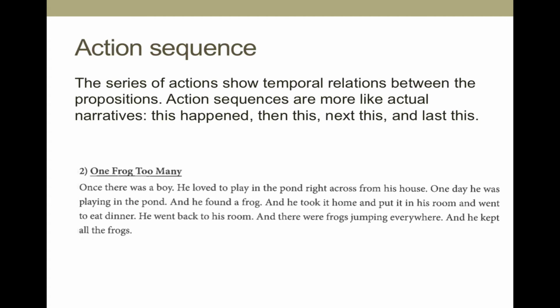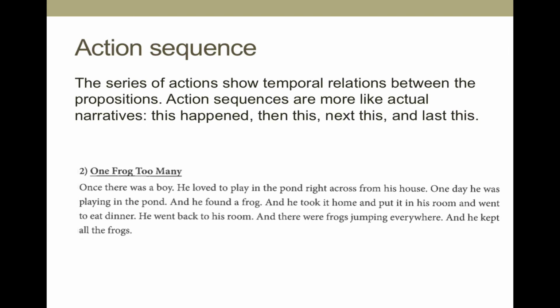In contrast to this, action sequences are beginning to show a little bit more of the temporal relationship between the utterances of the narrative. Here, we will see more language that links the sentences together. For example, we might see words like, this happened, then this, next this, and last this. We'll also see the start of the beginning, middle, and end. If you look at the description here from the story, One Frog Too Many, you can see that each of the utterances are linked in a temporal fashion. This makes it more cohesive and coherent.